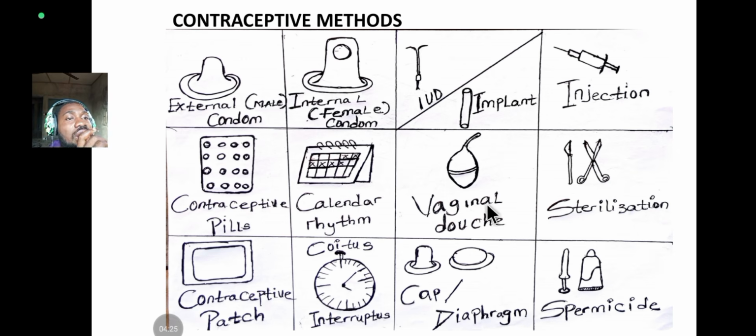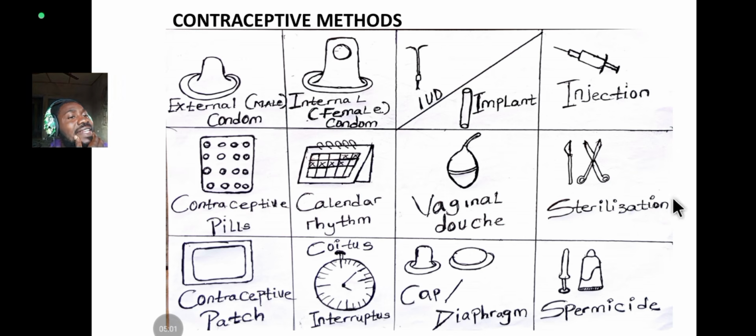All right, so we have the vaginal douche. What does this vaginal douche do? This vaginal douche is an old practice, whereby they wash the inside of the vagina. What they are trying to achieve is washing off the lubrication in the vagina, so that when sperm is deposited into the vagina, the sperm will not be able to swim to the egg. But this is an old, outdated practice. It's no longer standard.